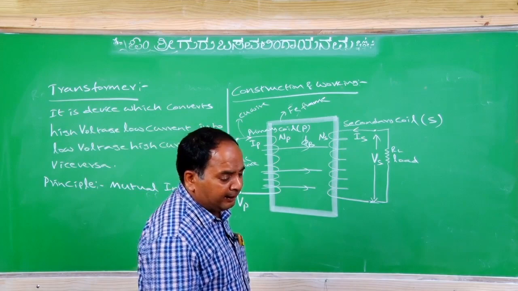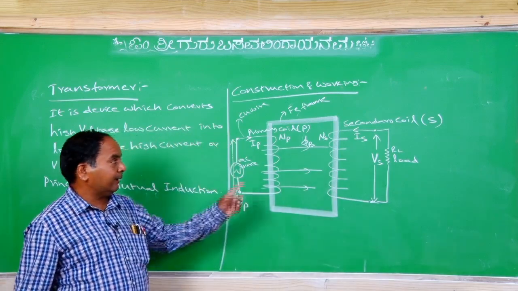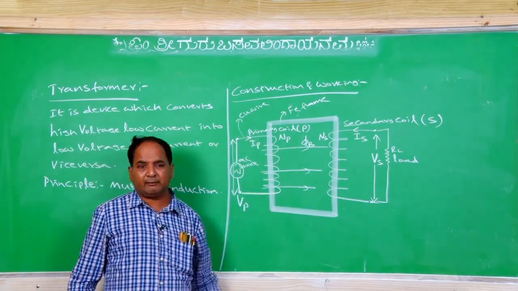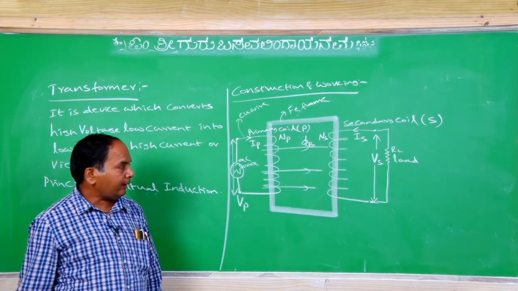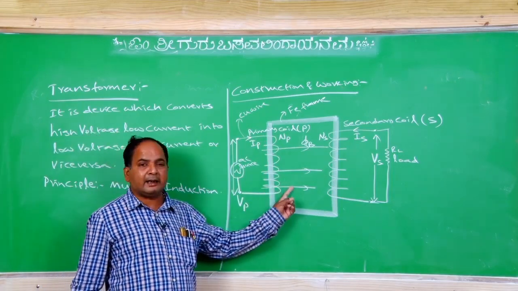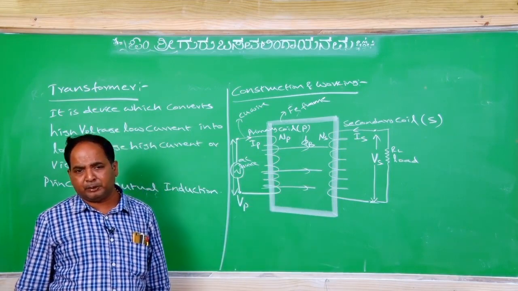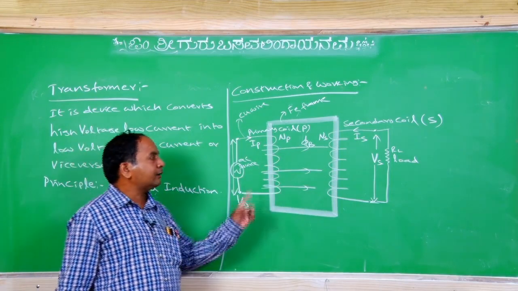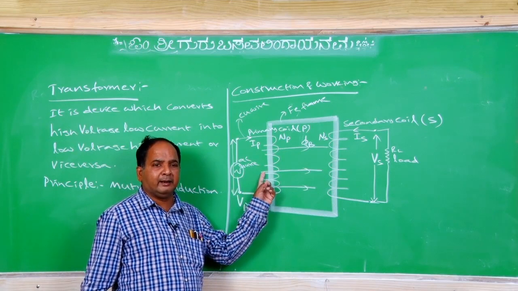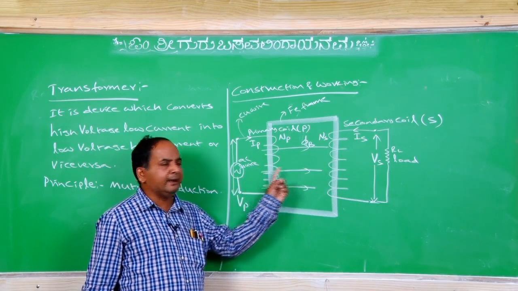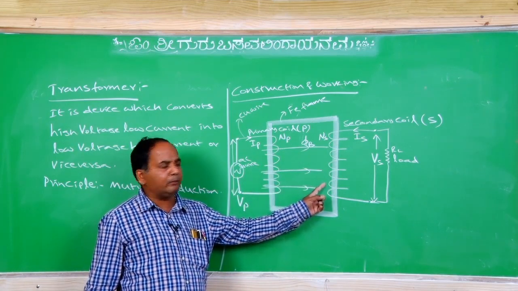What is meant by the construction and working? Here, first let us consider one rectangular iron frame. On the rectangular iron frame, on a pair of opposite sides, soft iron wire is wound.